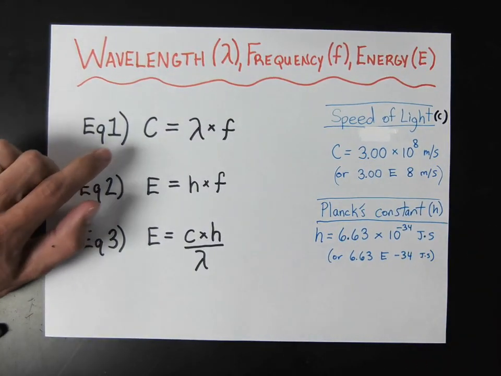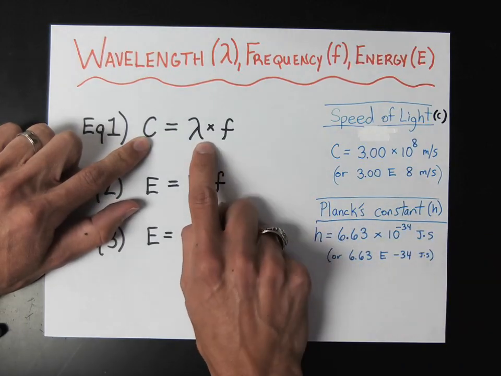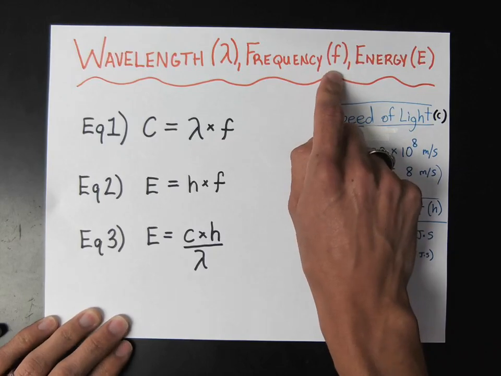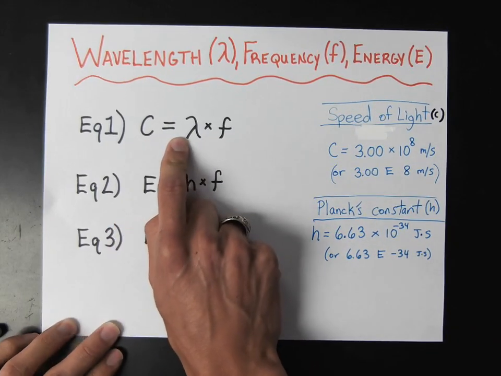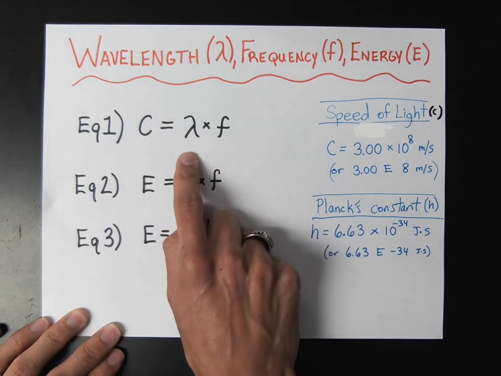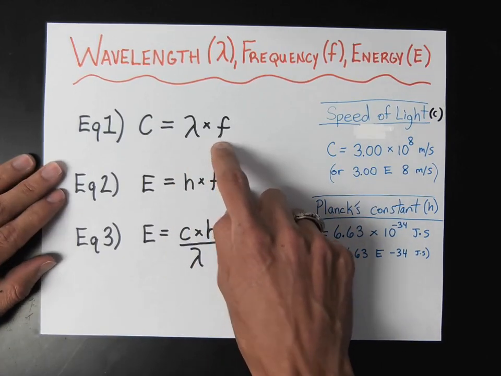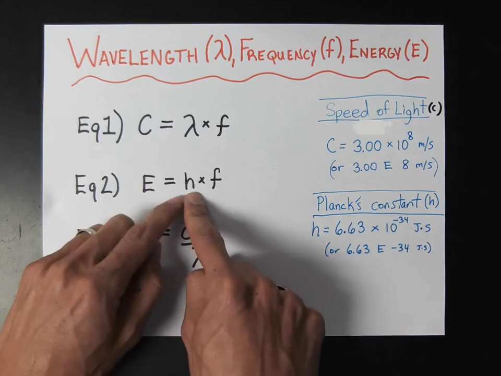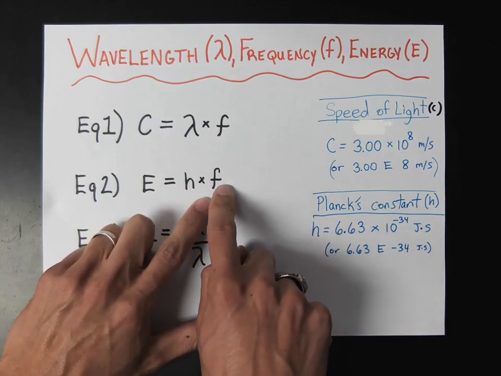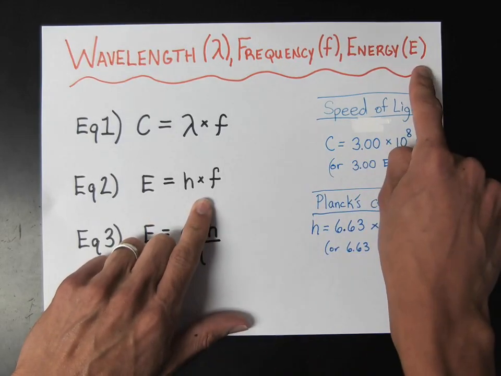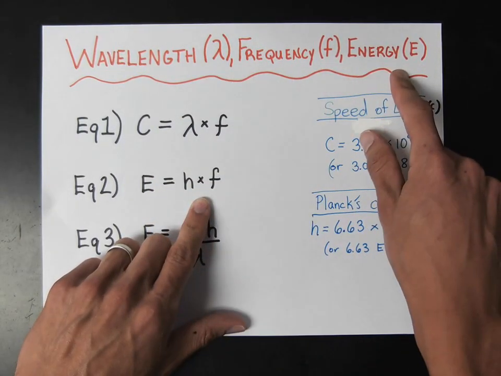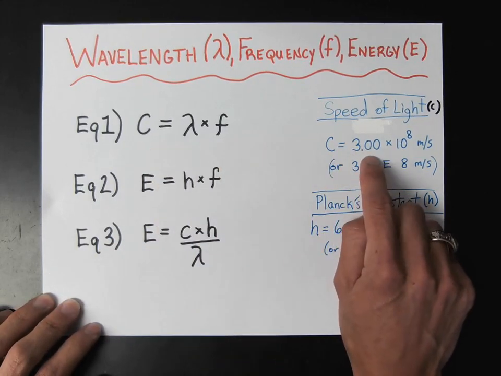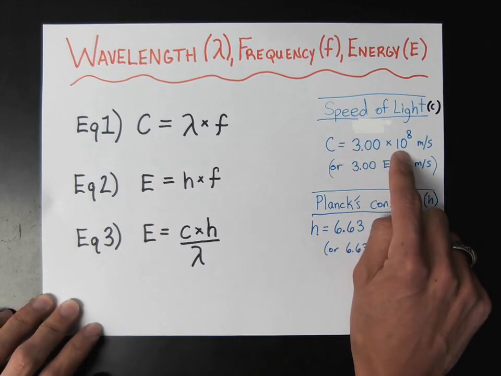Equation 1: C is the speed of light. This funky symbol is wavelength. F is frequency. So the speed of light is equal to the product of your wavelength and frequency. You also have equation 2, which is energy is equal to h, which is Planck's constant, times frequency. E is energy. So you can look at the top here to remember these different things. I forgot to say the speed of light also has this value.